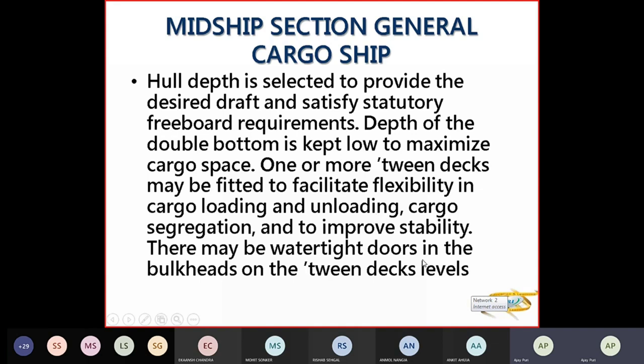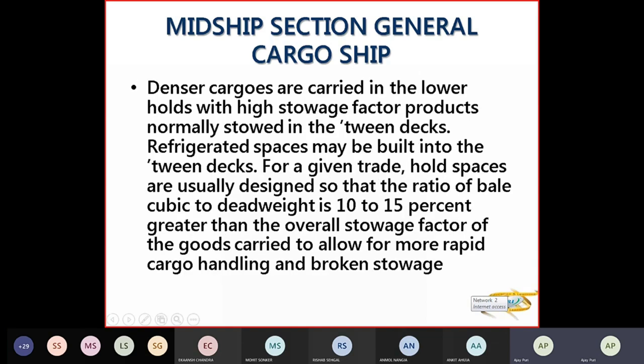So there may be watertight doors on the bulkheads at the tween deck levels. Dense cargo is normally carried in the lower holds while light cargo is on the tween deck. And refrigerated spaces may be built into tween decks.